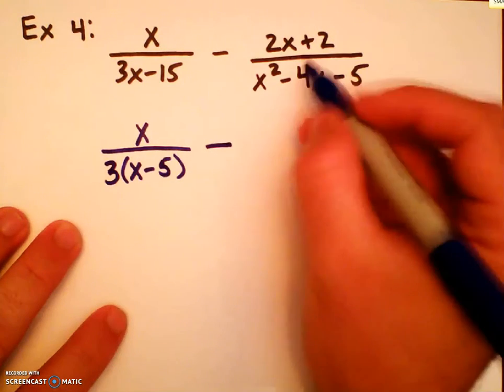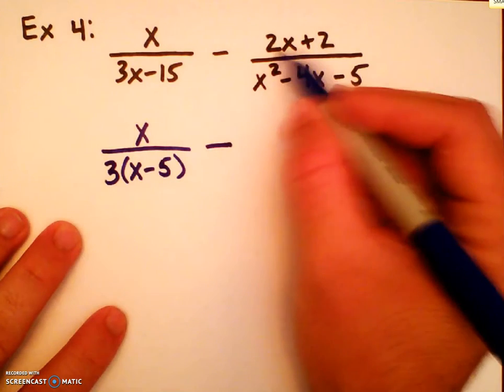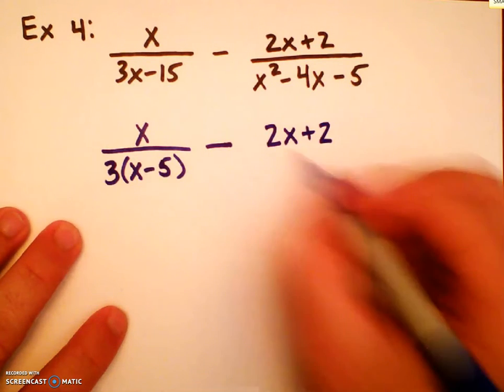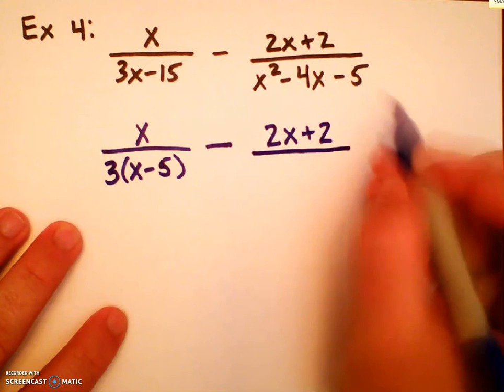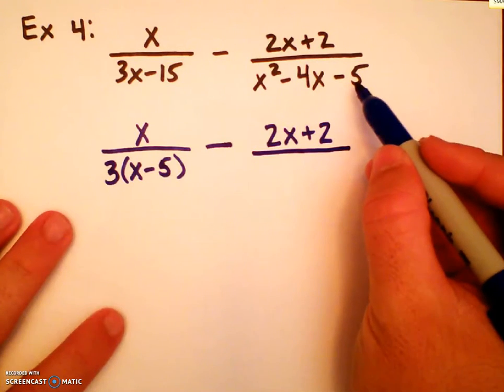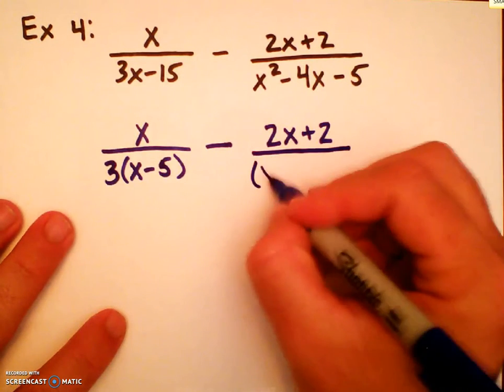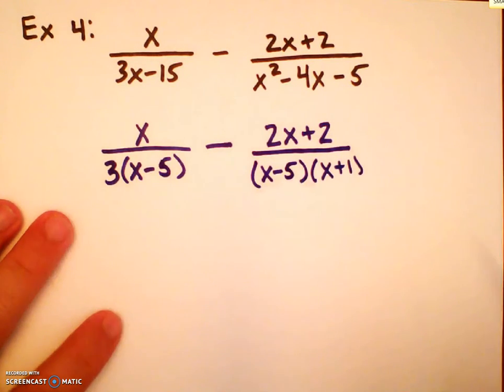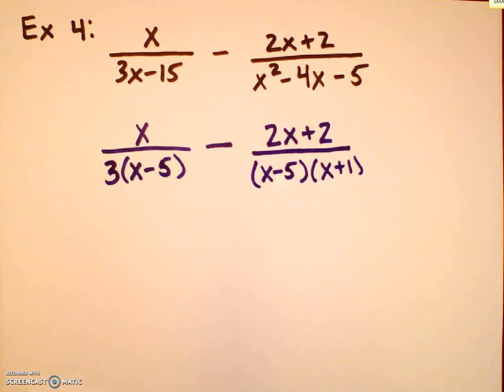Minus, again, the top right here is factorable, but I'm not going to do that. I don't need to factor the top at all. Not yet. The bottom right, though, can be factored. Factors of negative 5 that get you negative 4 are negative 5 and positive 1. You have to know how to factor well. So this is just like the previous question.